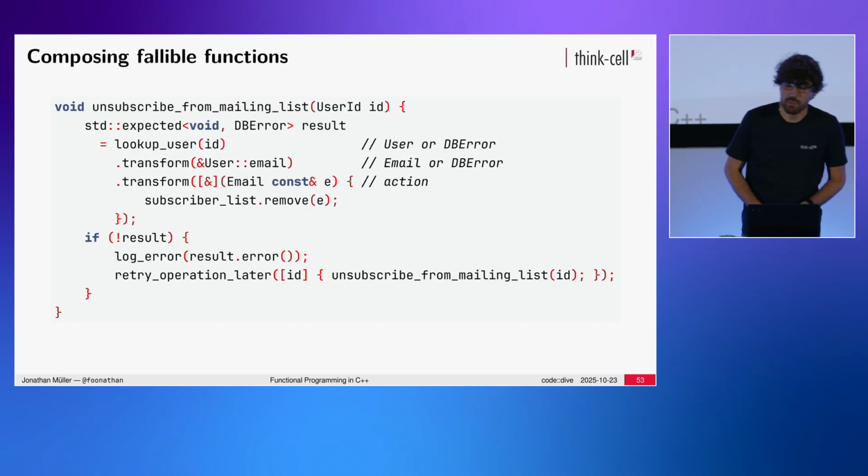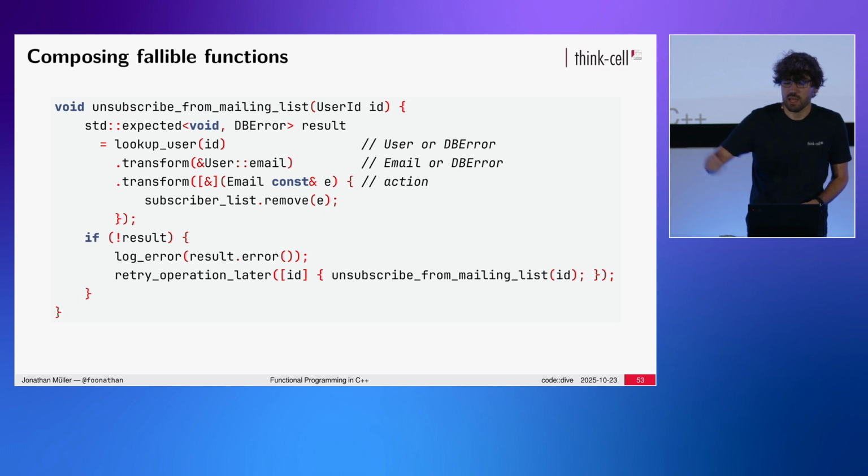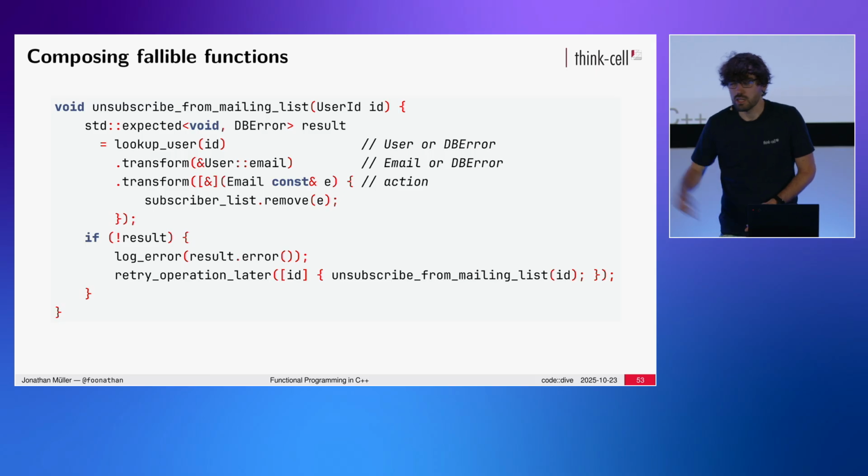And then we can write our pipeline again. So we look up the user. This gives us a user or DB error. We transform it to get the email or DB error, and then we get the action. And expected actually supports void in the value type, so we don't need to worry about monostate.